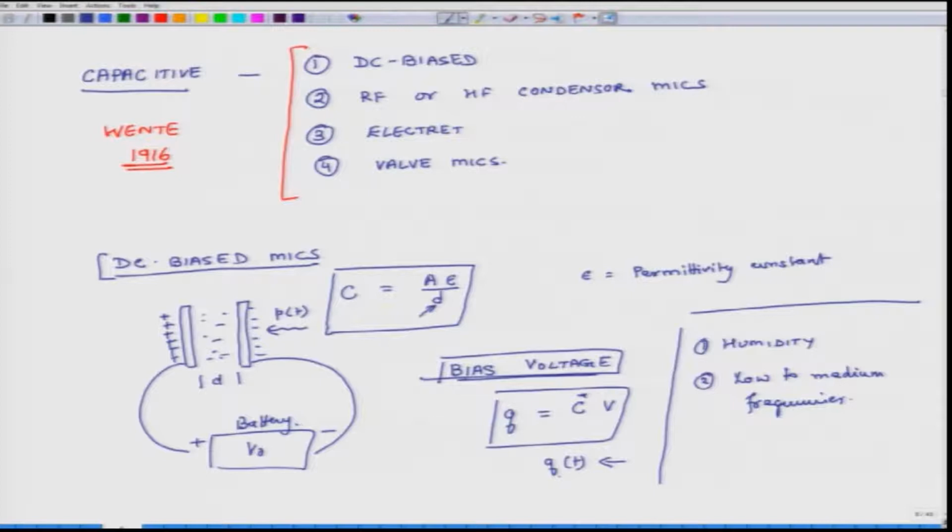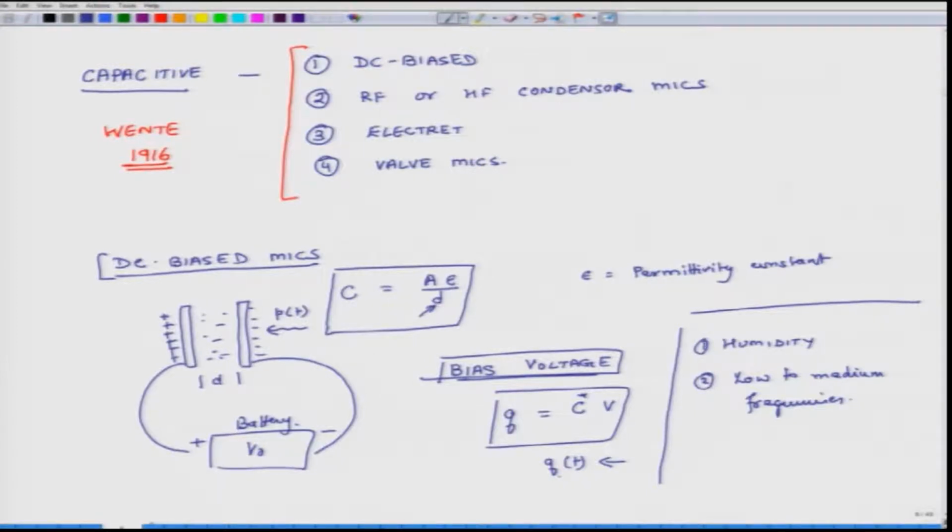Low to medium frequencies. So, these are DC biased microphones, okay, and they are known as DC biased microphones because we put a DC bias voltage on them to excite the system, so that it starts functioning.